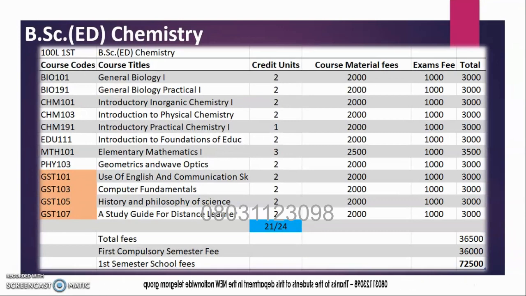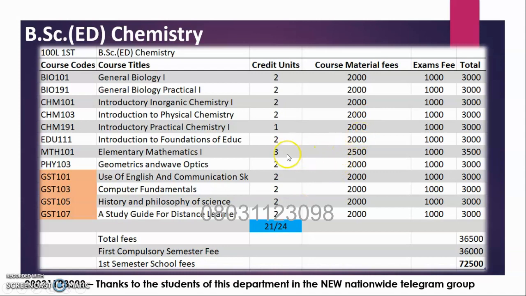Good. We have B.Sc Chemistry in Education here, and we'll have a lot of courses here to register. But this is the first semester. It's normal. That's why you have this. Ordinarily, you're supposed to register all of them and then make sure you pass all of them. But here you're expected to pass 21 units out of this first semester.